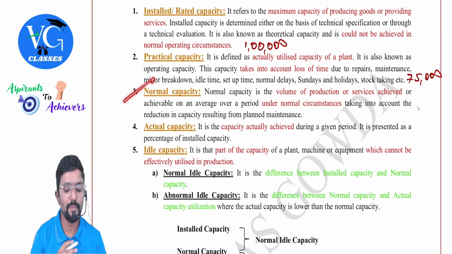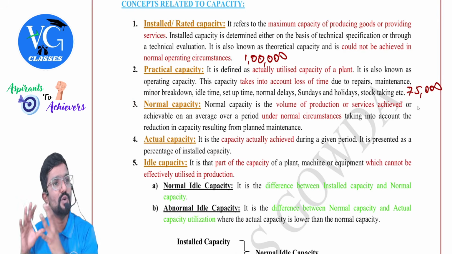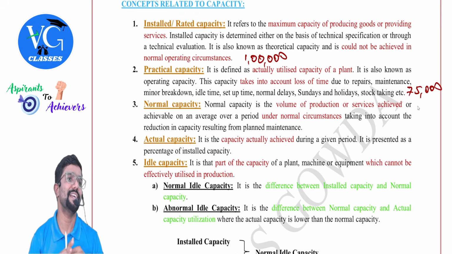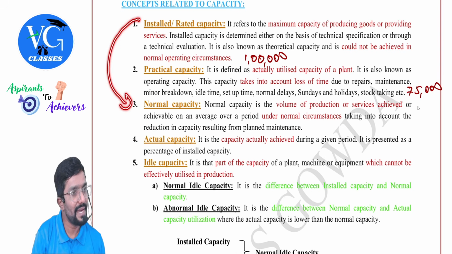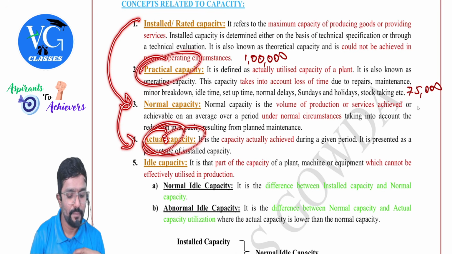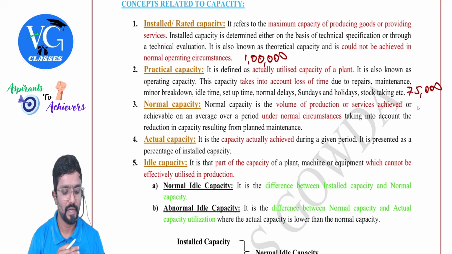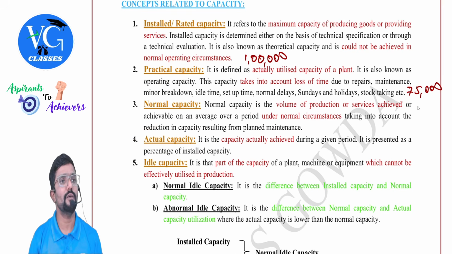Okay. Then coming to normal capacity. Normal capacity means installed minus normal idle time. Normally how much can you achieve after reducing normal idle time? Because normal idle time is unavoidable, we will reduce. Then actual capacity is what, sir? Guys, installed capacity minus normal idle time is normal capacity. Minus abnormal idle time will give you actual capacity. Clear? This and this is almost same, but this is based on actually what happened. This is based on estimation, meaning practically how much can we achieve. Clear? So actual capacity is actually what we have produced.